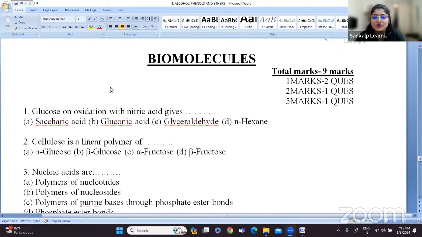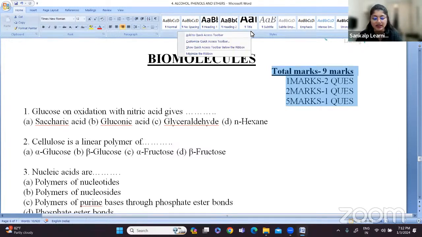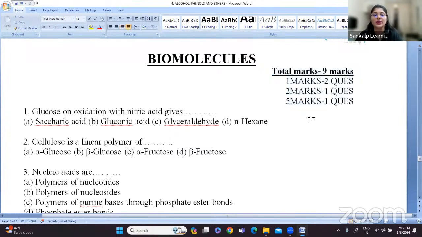These biomolecules come under a subject called biochemistry. So what is biochemistry? It is a branch of chemistry which deals with the structures, functions, and the interactions of biomolecules, and this is studied under a subject called biochemistry.